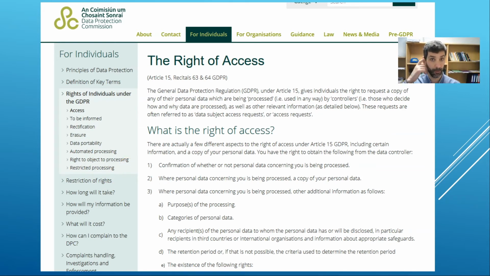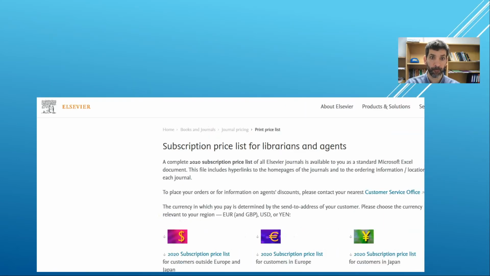But yeah, you can now sort of request this. How much data do these companies have about you? What do they actually know about you? So it could be an interesting exercise. All right.